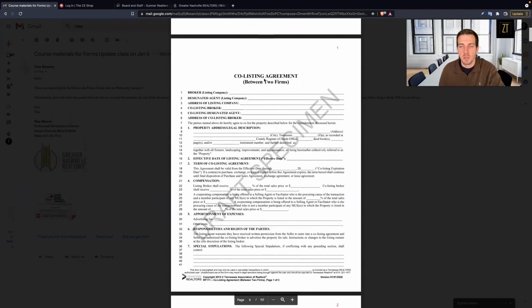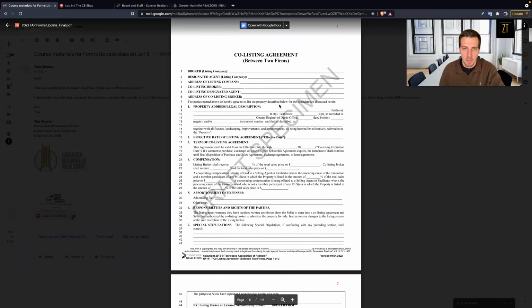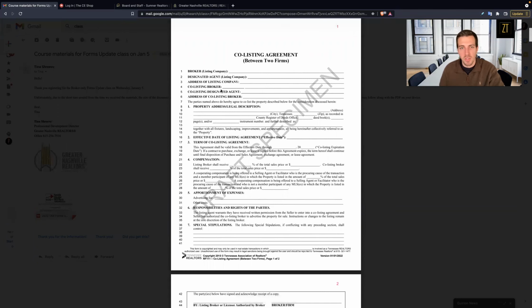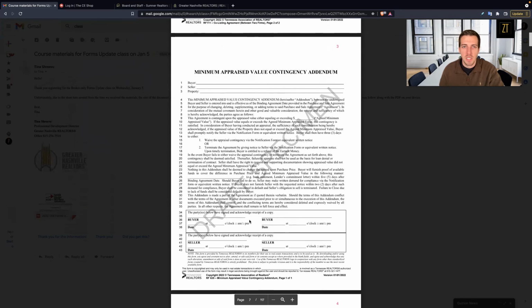This is the co-listing agreement between two firms. This is just saying if one brokerage is the listing company, they can bring in a co-listing brokerage, and it could be a totally separate company. So there are different ways to partner up with different agents, and you would use this form. And here is another one.